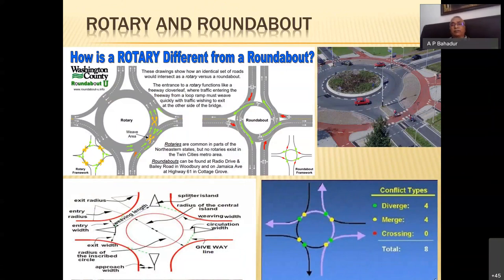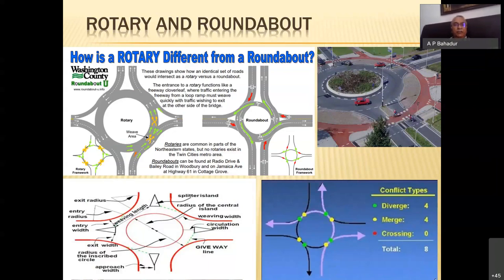When we talk of roundabout, we should, as good professionals, be able to distinguish between the roundabout and the rotary. It is a fine difference, but yes, one should know it, although in practice we normally mix up the terminology. So roundabout is based on the concept of give way. The intersecting arm will give way to the traffic which is already on the roundabout, allow it to move and go around, and then enter. Normally roundabouts are smaller in size, and the central island is also small.